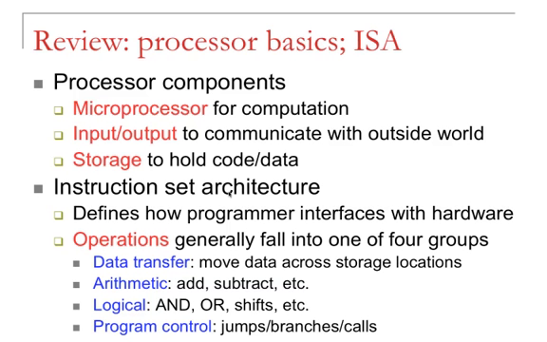Instruction set architecture defines how programmers interface with hardware. Different processors will have different instruction sets. Intel's instructions are different from ARM's instructions, so at assembly language level, they are incompatible. At high level language, you can have the same C program compiled and executed on different processors. But at assembly language level, you cannot take one assembly language program and run it on another processor.